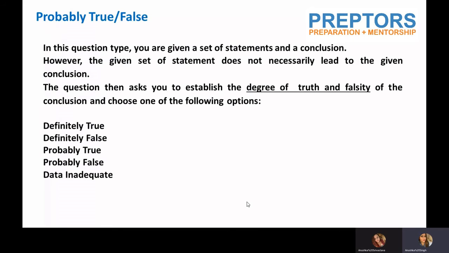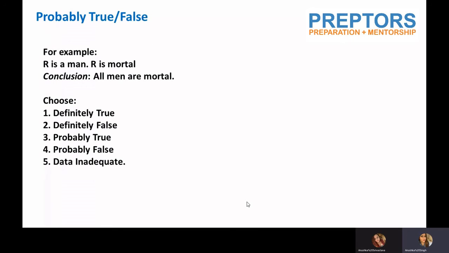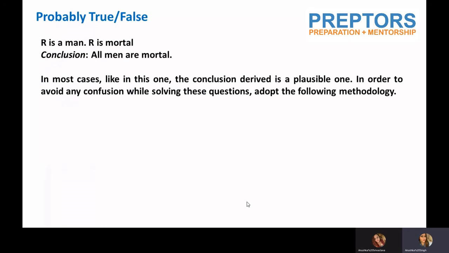Now this is an example which is given to you. R is a man and R is mortal, right? R is a man, R is mortal. And from this you have a conclusion saying all men are mortal, right? And we have our 5 options to choose. Now the first thing is, when we have a question like this, we always look at the conclusion which can be derived, but we are not really sure about the conclusion, right? So we adopt the following methodology. We follow a certain procedure.